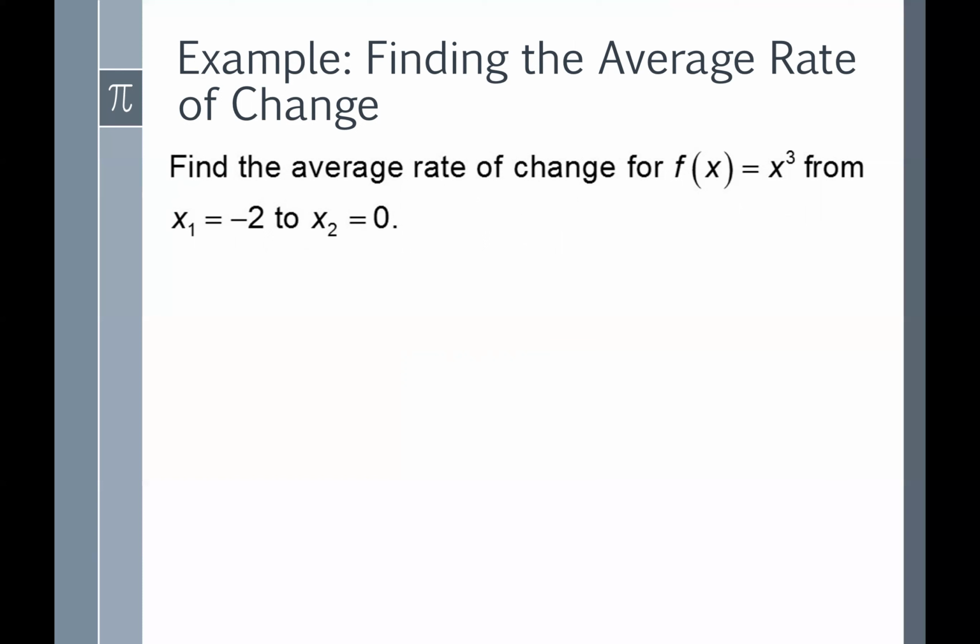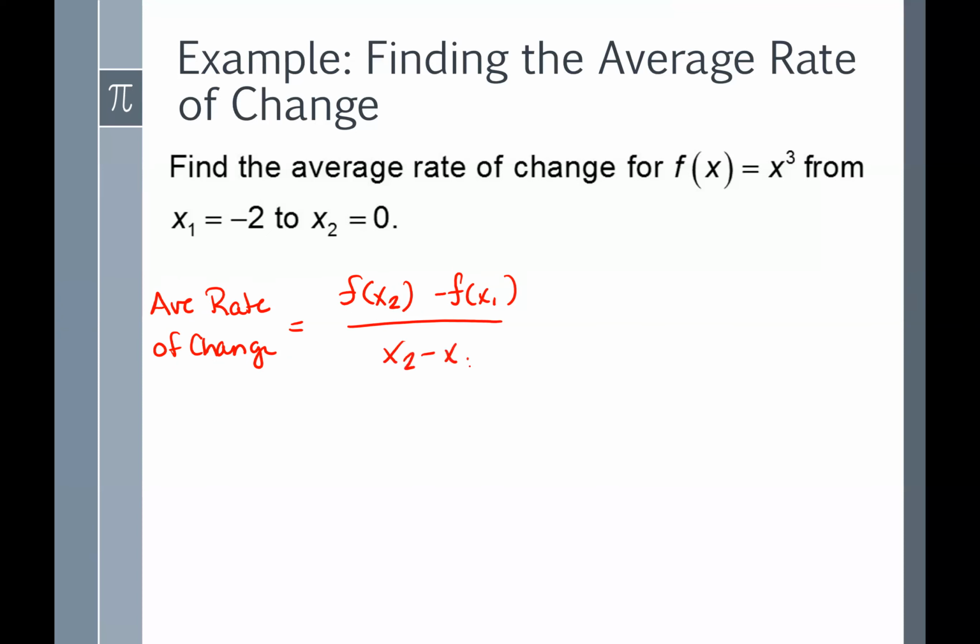All right, to find the average rate of change, we need to find the change in the y over the change in x. So I need to find f of x2, and I need to find f of x1. Because they tell me x sub 2 is 0, I need to evaluate this function at 0. It'll cooperate.